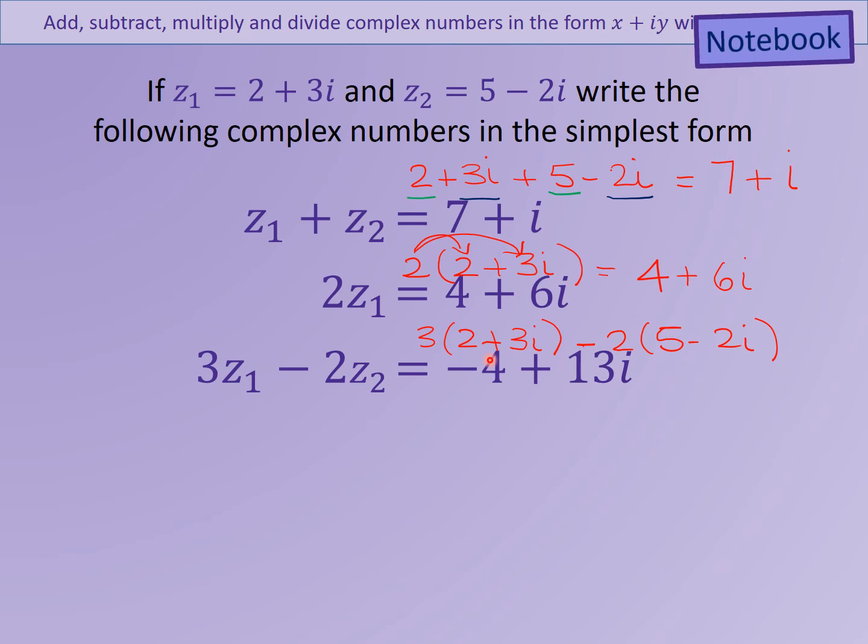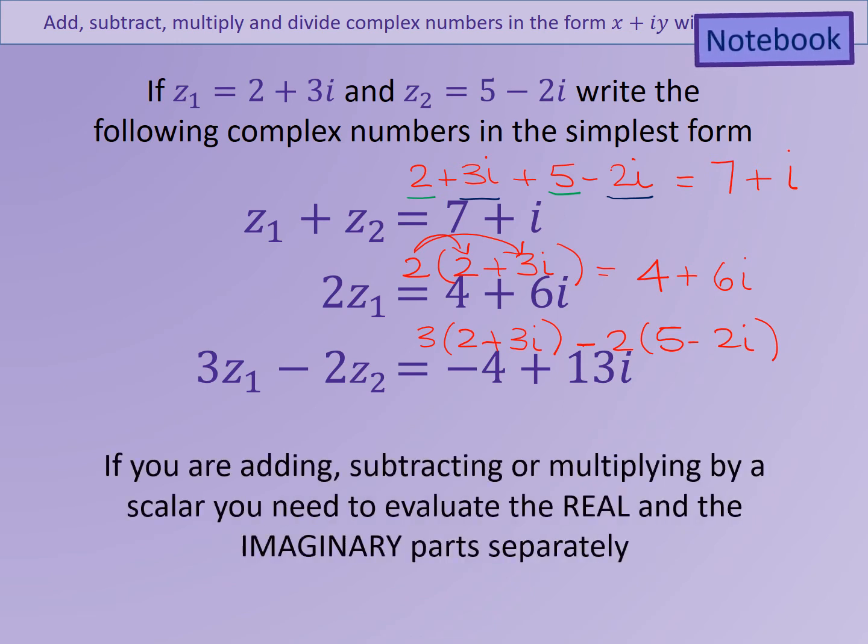And then looking at the imaginary parts, 3 times 3 is 9. Minus 2 times minus 2i is plus 4i. So we have 9 plus 4i, which gives us the 13i. Okay, so if you are adding, subtracting, or multiplying by a scalar, you need to evaluate the real and the imaginary parts separately.